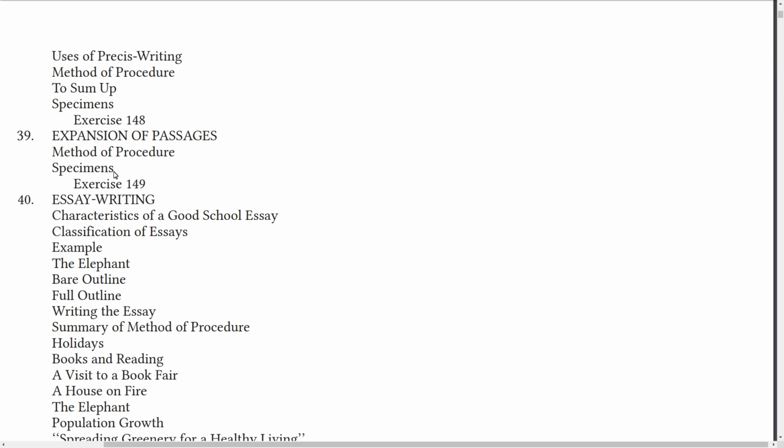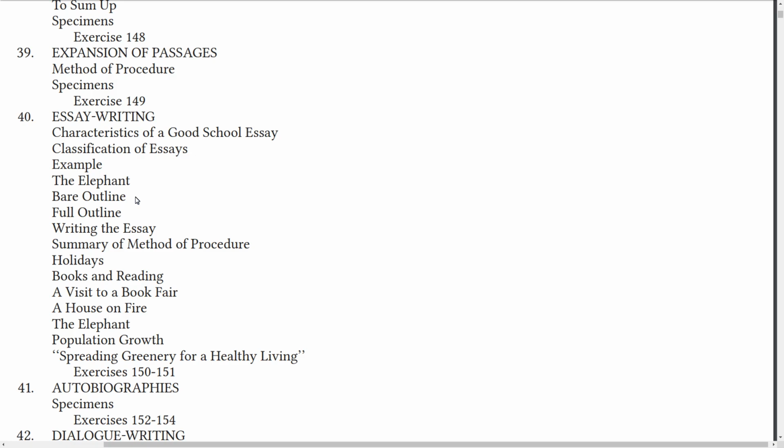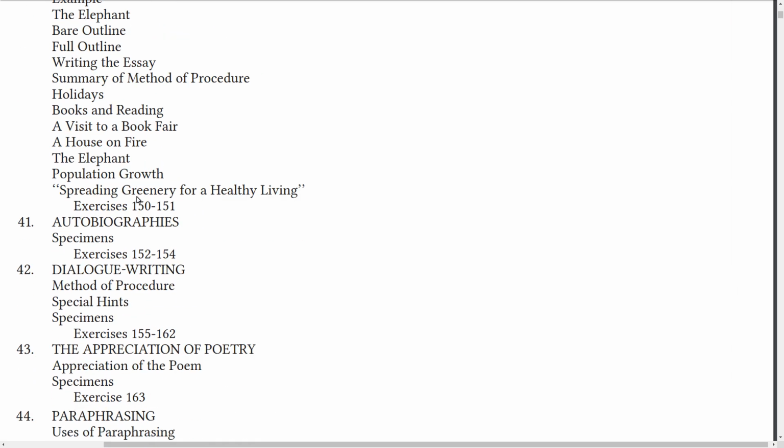Passage means a small paragraph, or essay writing, a long passage or different paragraphs joined together to become an essay. So you can really have a command to write an essay. Autobiographies are also very important. So I'll teach you how to write a very smart, very clear and comprehensive autobiography.